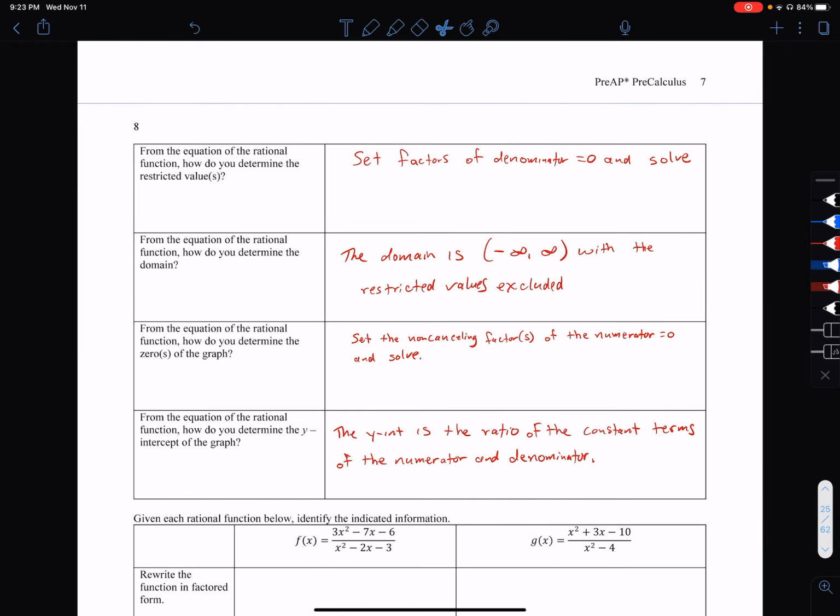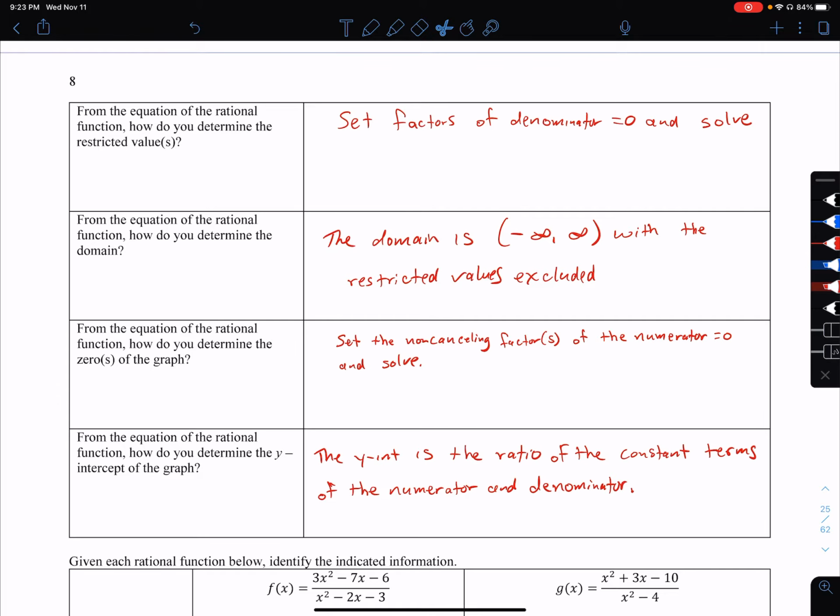To the back. From the equation of the rational function, how do you determine the restricted values? Well, you set the factors of the denominator equal to 0 and you solve them. From the equation of the rational function, how do you determine the domain? We'll just always assume the domain's all real numbers and then strip away the restricted values. From the equation of the rational function, how do you determine the zeros of the function?